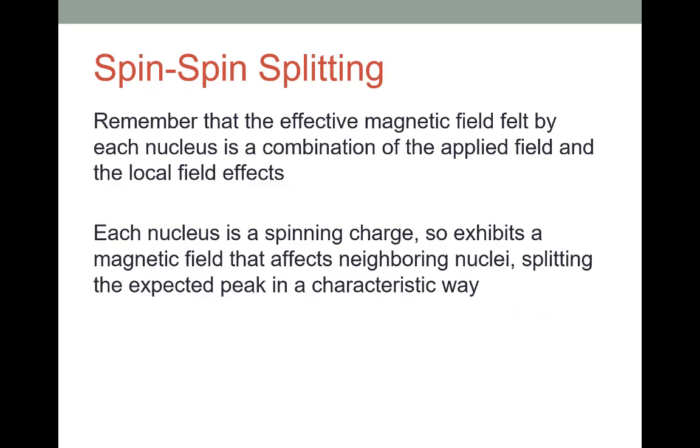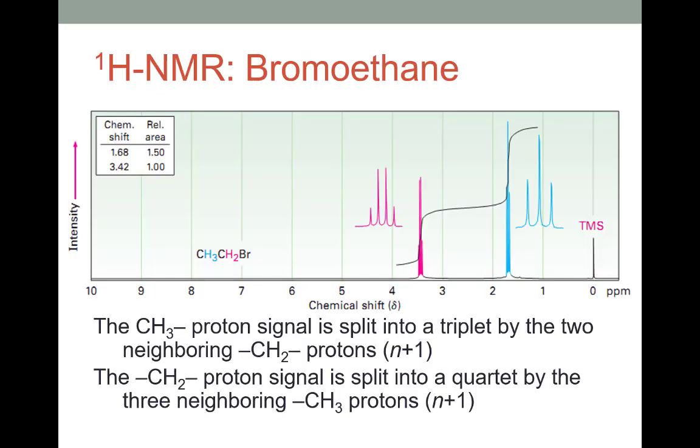So Pascal's triangle is going to help us figure out our splitting patterns. We're going to see that in just a few slides, so I'm not going to try to draw it here. But I'll show you an example. If we look at bromoethane, bromoethane has 5 total hydrogens as shown here. We have 2 groupings here.